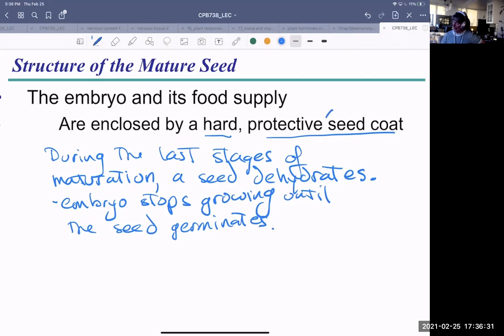And the seed coat is formed from the integuments. I don't know if you remember those, but there are some cells that were part of the ovule, the outer part of the ovule.